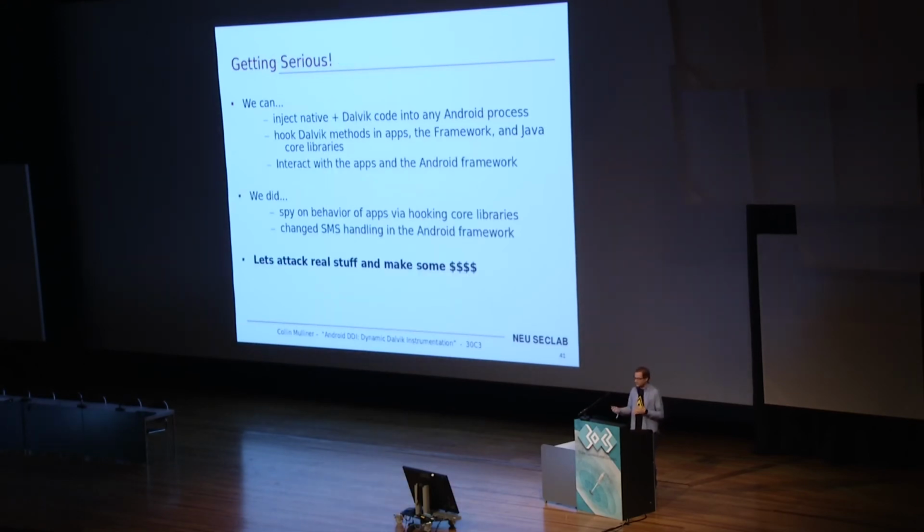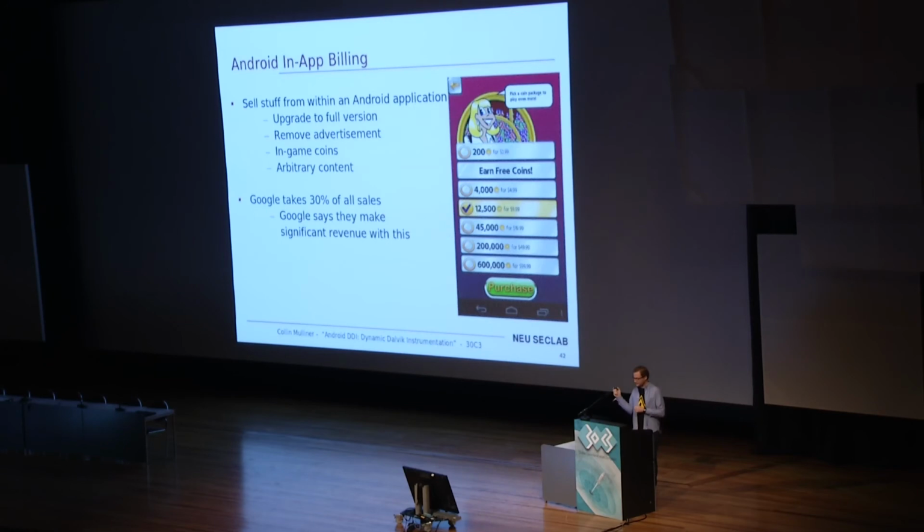Okay, so I showed you some very basic stuff, but of course you're not here only to say, hey, we can print out what string functions are called. So for a proof of concept, we built a nice little attack, and let's look into that. So I guess everybody who has an Android device knows about this in-application billing. You can not only buy applications, but you can also download free applications. In the application, you can just buy coins or remove the ads or convert it to a full version.